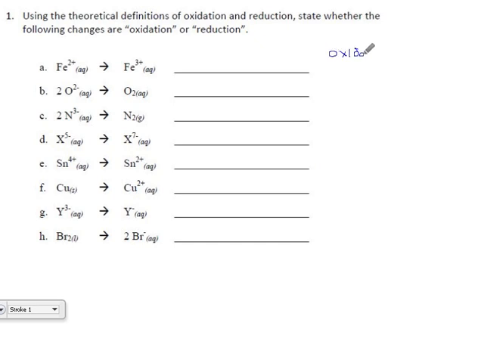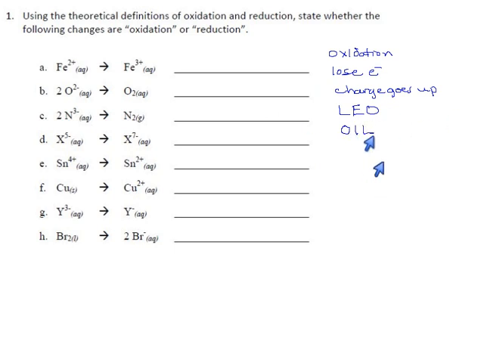we call it oxidation when you lose electrons and your charge goes up. There's a couple of mnemonics that help you remember these things. One of them is the LEO says GER, where LEO stands for losing electrons is oxidation. The other one involves OIL RIG, where the word OIL stands for oxidation is losing. So LEO and OIL are both telling you the same thing there.